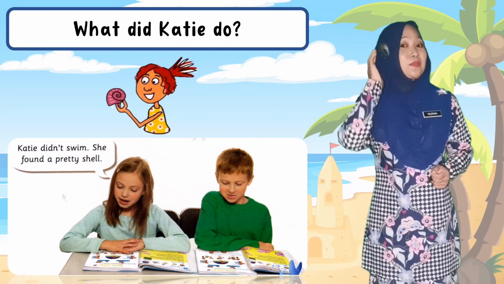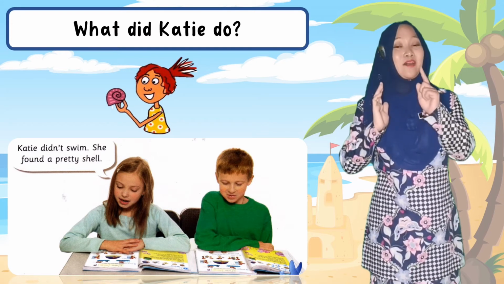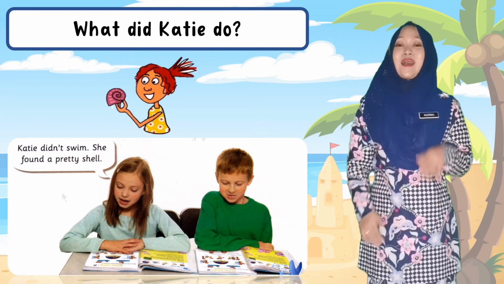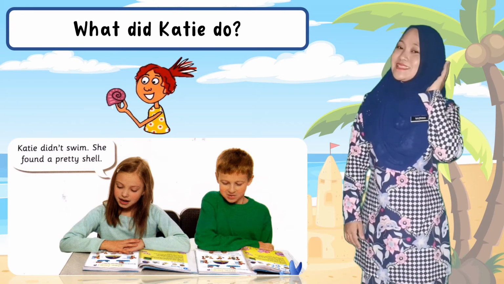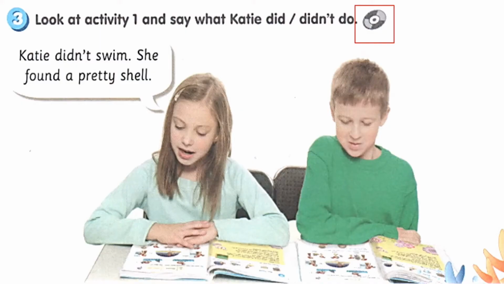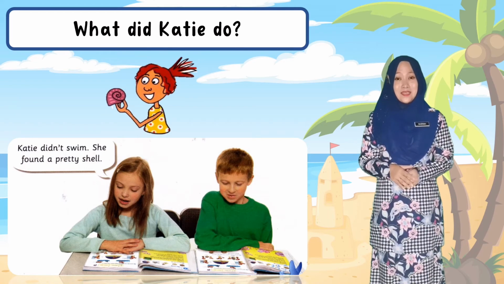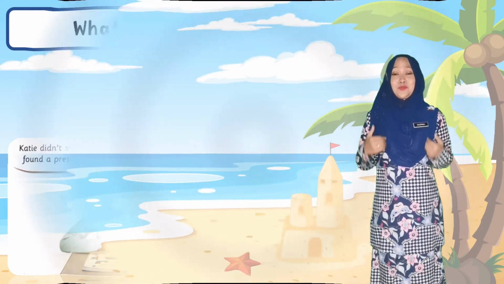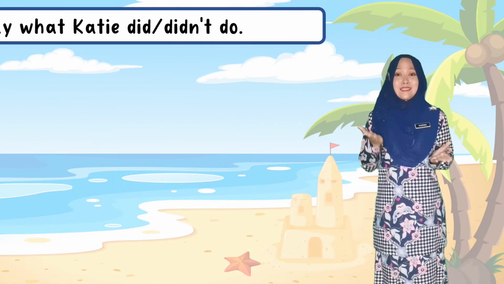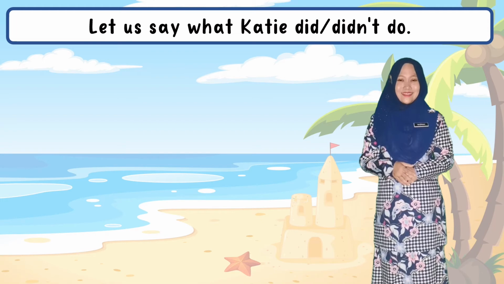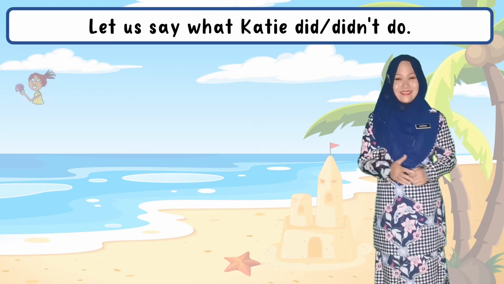Now, you are going to listen to the sentences and after that, please repeat. Are you all ready? Let's listen together. Look at activity 1 and say what Katie didn't do. Katie didn't swim. She found a pretty shell. Have you listened to the sentences? Now, why don't we try to say what Katie did or didn't do? Let us try to say about Katie.